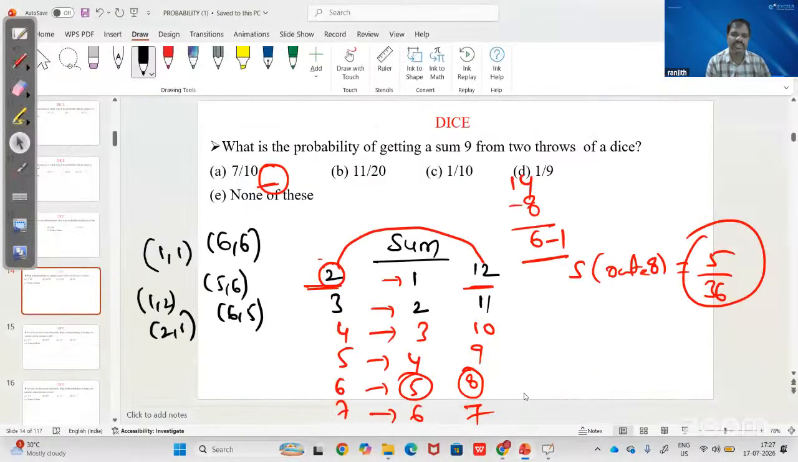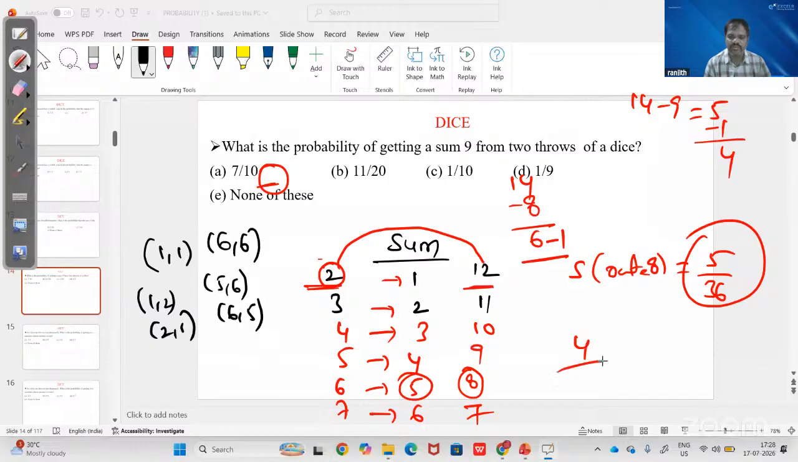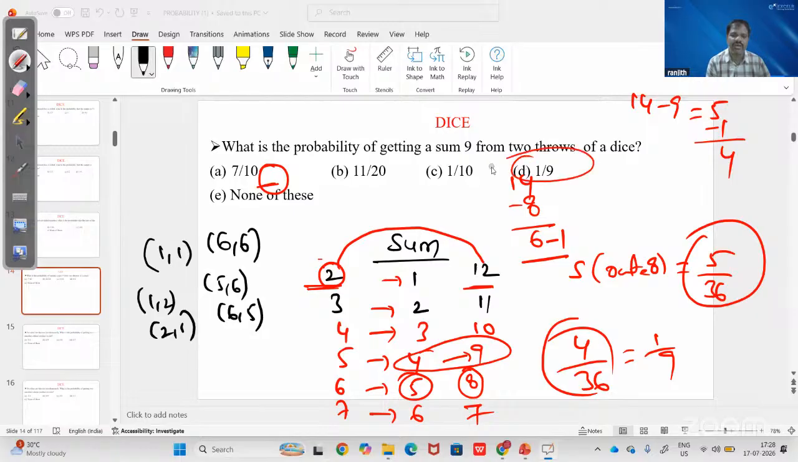Sum of output is 9. What is the probability that the sum of output is 9? Again, 14 minus 9 equal to 5, and 5 minus 1 equal to 4. So that will be 4 out of 36. Just look here, 9 equal to 4. So that is 4 out of 36, which is 1 by 9. 1 by 9 will be our answer.